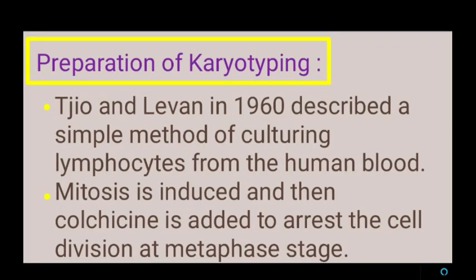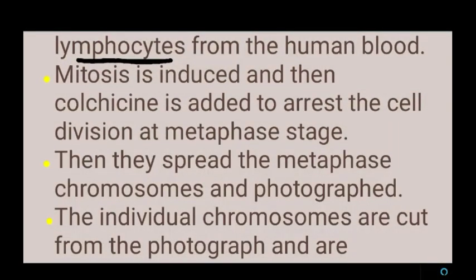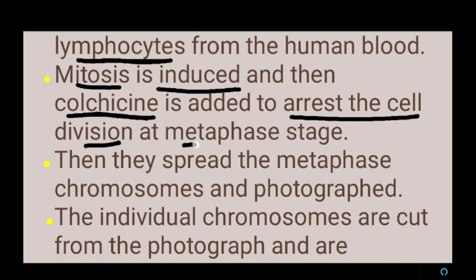Now we are going to see how to prepare a karyotype. This method was introduced by Tjio and Levan in 1960. They described a simple method of culturing lymphocytes, which are nothing but white blood cells. To make them undergo cell division, they induce mitosis. After that, they added a chemical substance called colchicine, in order to arrest the cell division at the metaphase stage.